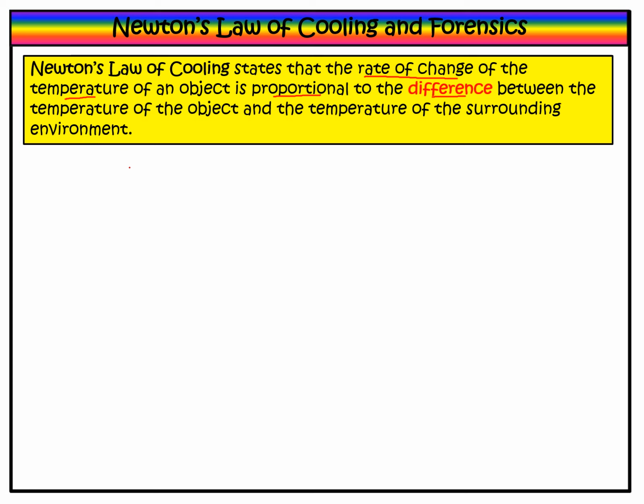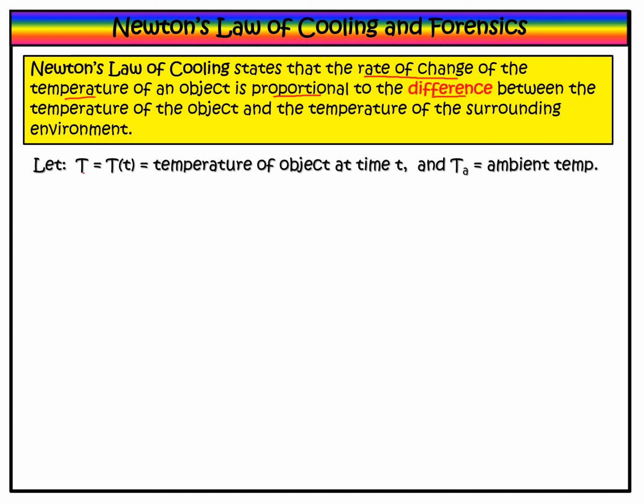So we'll first define our function here. Let's call capital T temperature. That's really temperature at time t, so that's the temperature of the object that we're interested in. And then we'll use T sub A as the ambient temperature, so the room temperature.